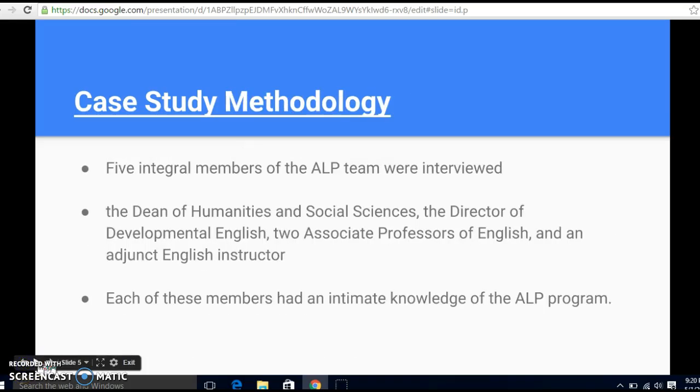The methodology of this case study is that 5 integral members of the ALP team at Butler were interviewed. These individuals included the Dean of Humanities and Social Sciences, the Director of Developmental English, 2 associate professors of English, and an adjunct English instructor. Every one of these members had intimate knowledge of the ALP program.